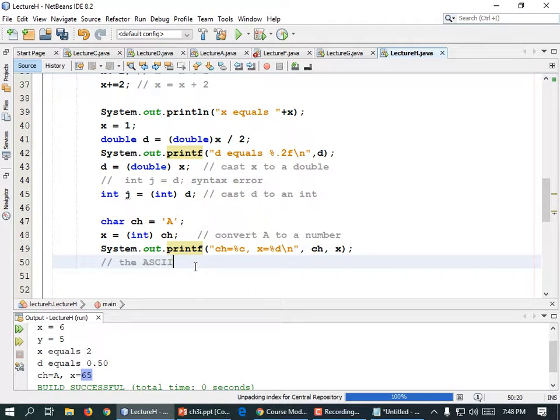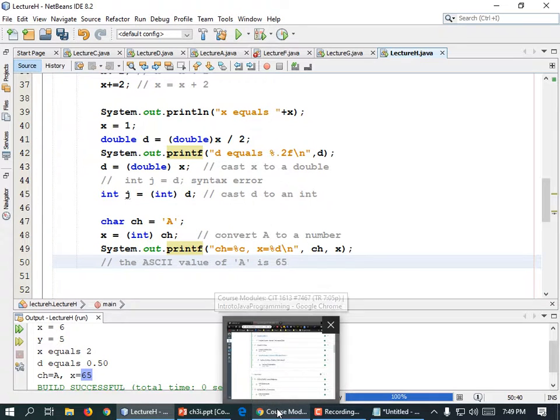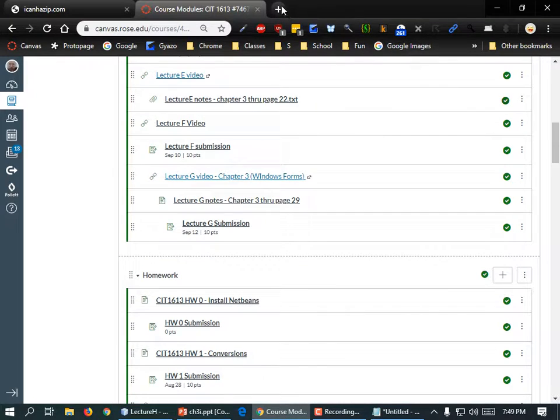The ASCII value of quote A quote is 65. The ASCII value of B is 66. The ASCII value of C is 67, and so on. We can find a table pretty easily that shows us all of those. It's just called the ASCII table.